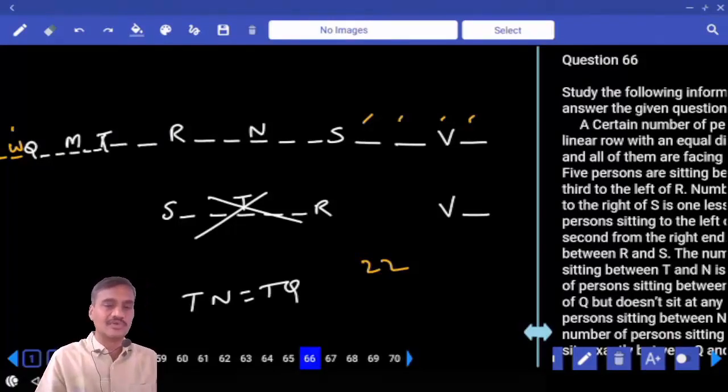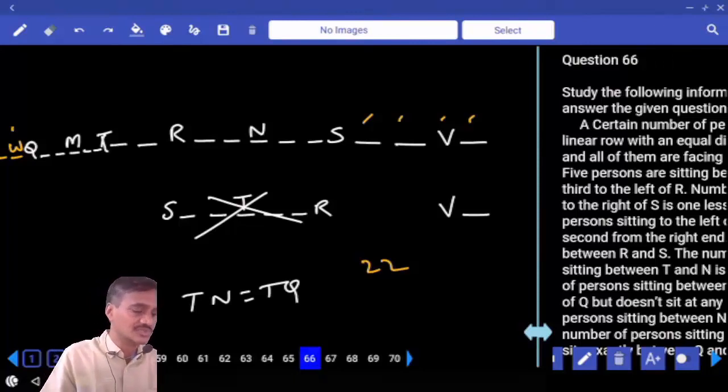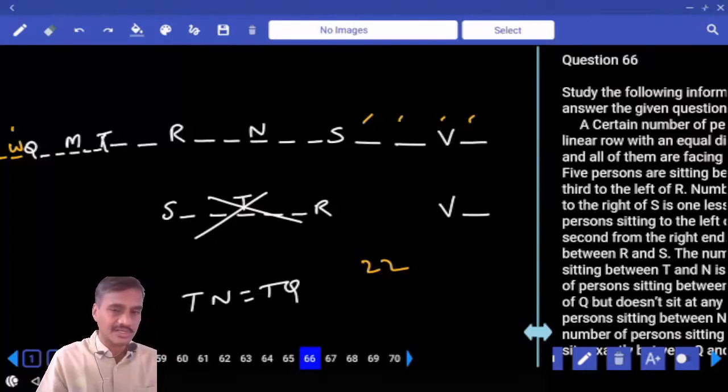And who is the following person, second to the left of M? Who is that person? Q. That is choice 2. And 4 out of the following: R and N, there are 2 people. S and V, there are 2 people. N and S, there are 2 people. T and M, there are 2 people. And Q and W, they are adjacent to each other. Choice 5 is the odd one.